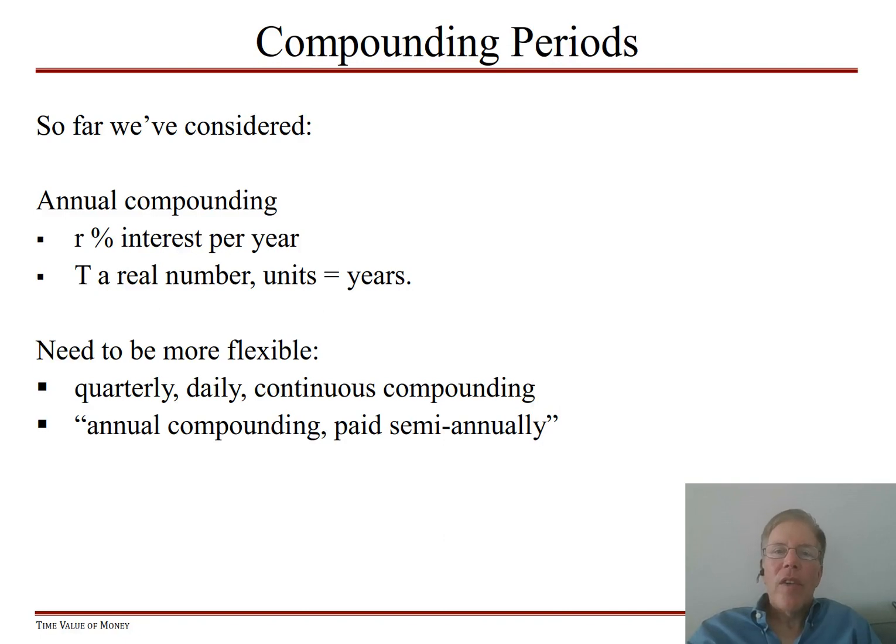Okay, so now let's consider the effect of different compounding periods. So far, we've considered annual compounding, and what we mean by that is we've said our interest per year, and we've always used T in units of years. We need now to start being more flexible. So we're going to have to start thinking about compounding quarterly, daily, maybe even continuously. And we're also going to have to look at, when we get to bonds, things like annual compounding paid semi-annually.